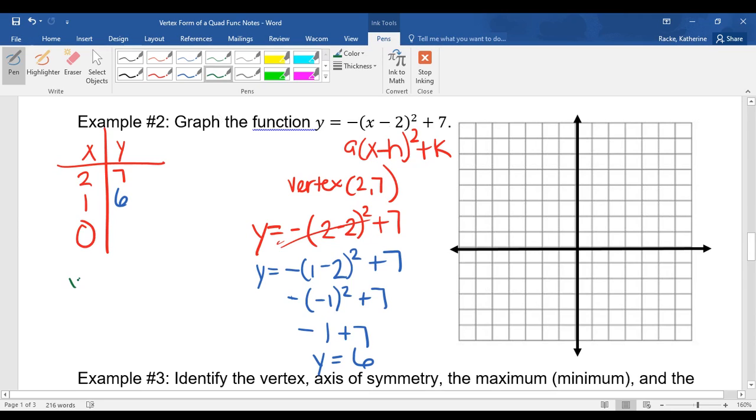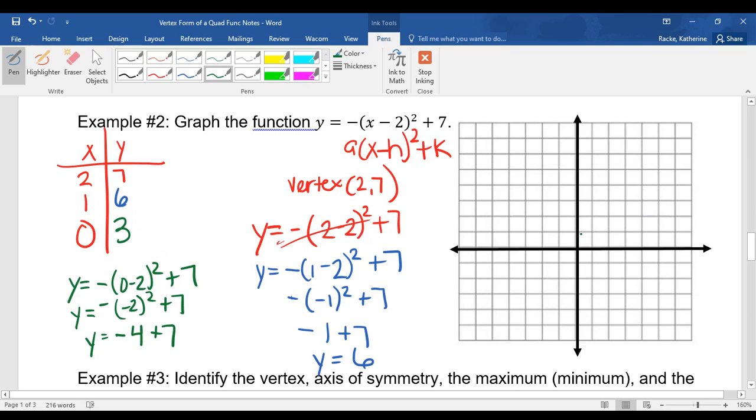And then let's plug in our 0. y equals negative (0 minus 2) squared plus 7. 0 minus 2 is just a negative 2, squared, plus 7. So negative 2 times negative 2 gives me a positive 4, but I still have this negative in front, so negative 4, plus 7. Negative 4 plus 7 will give me 3.